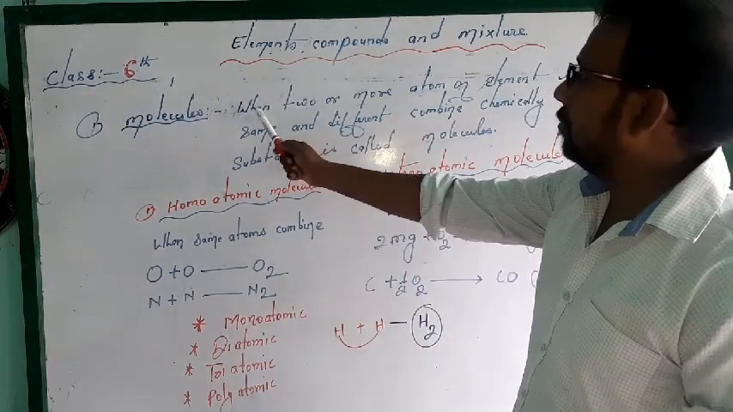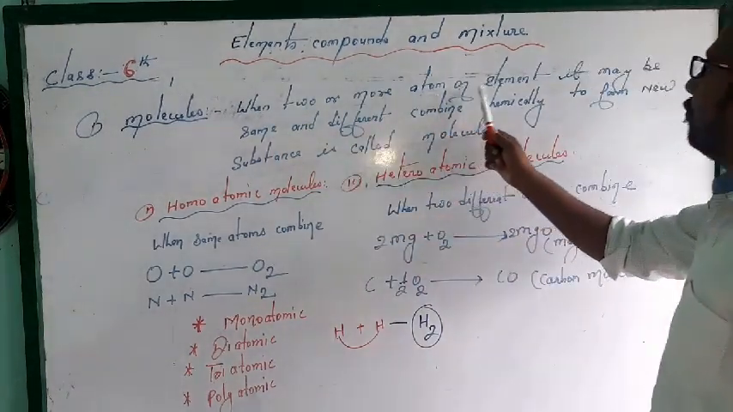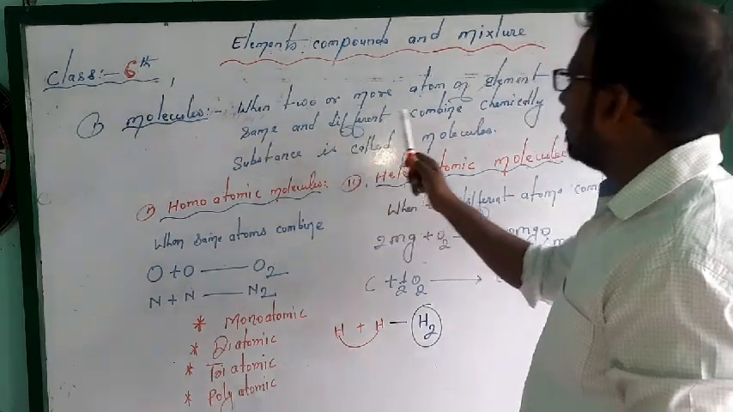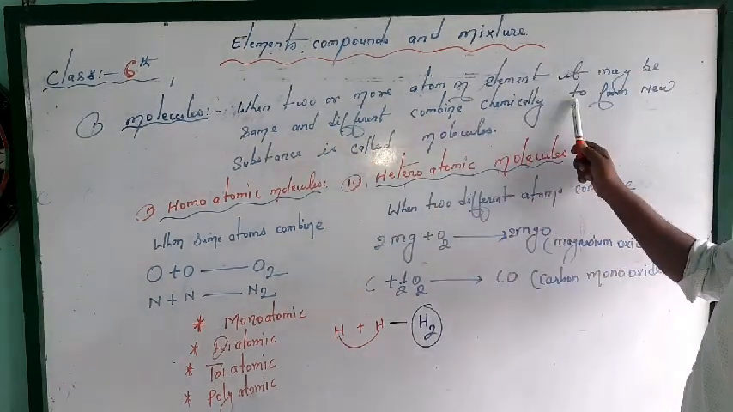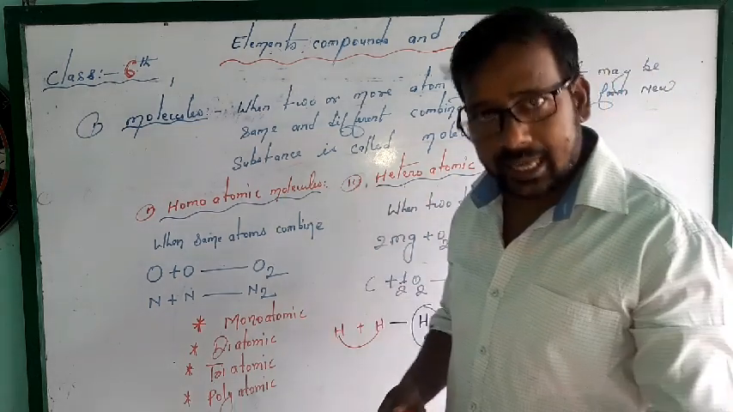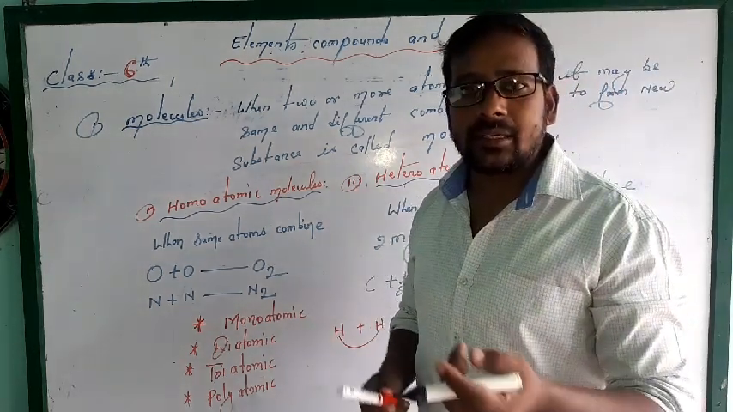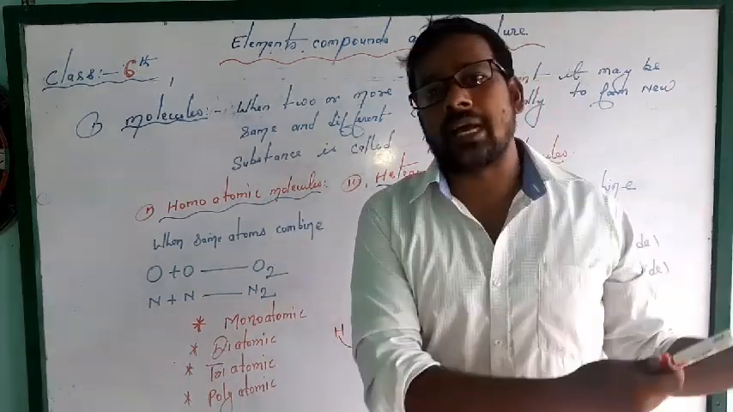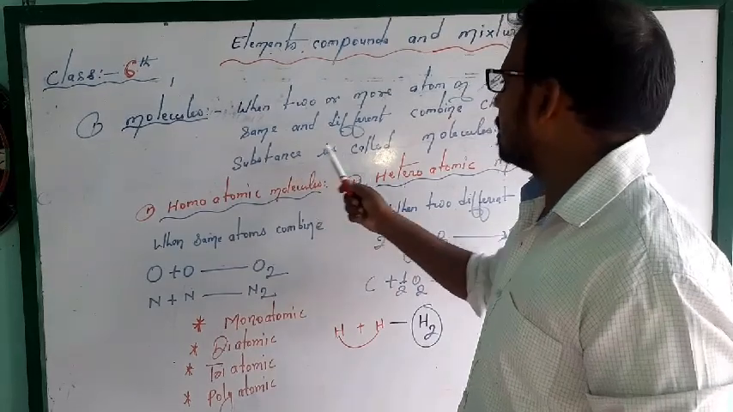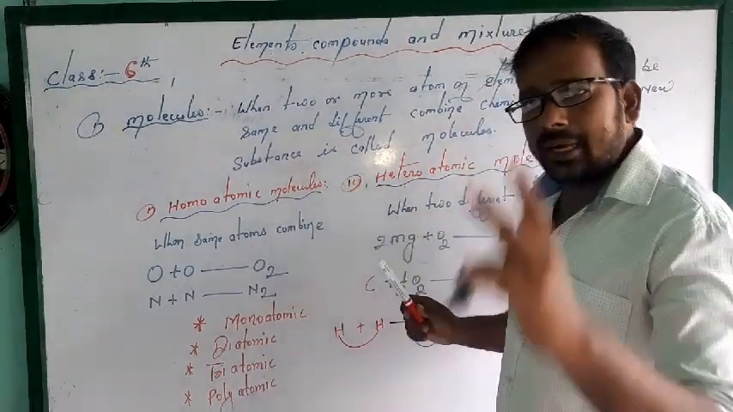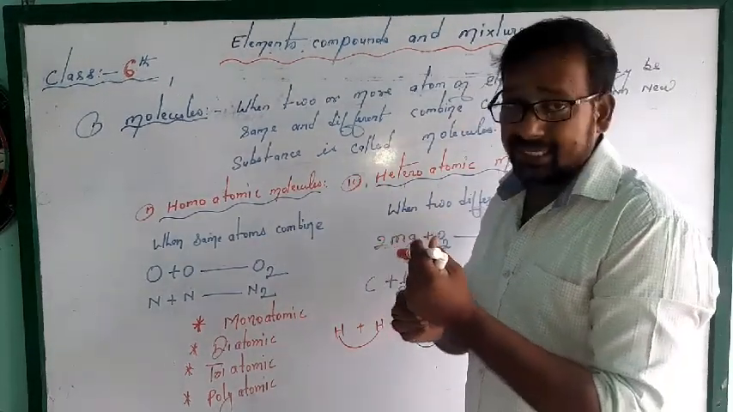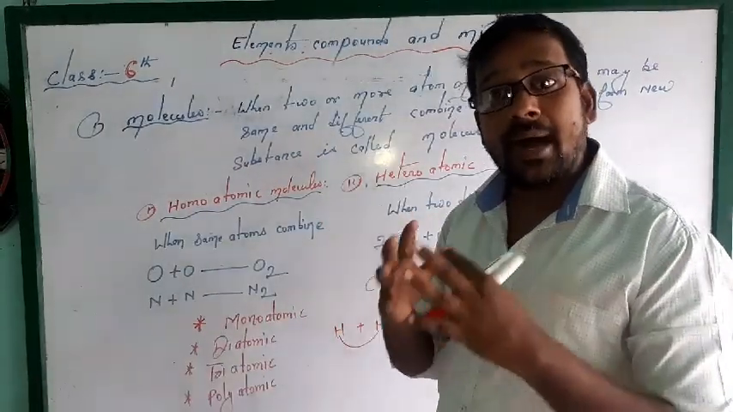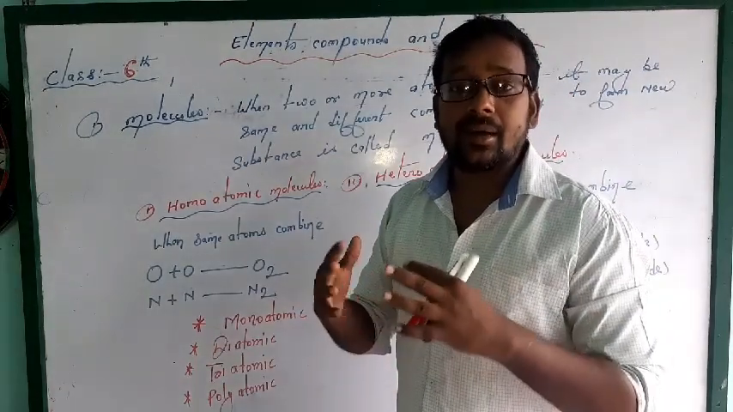That H2 is the molecule, meaning two or more atoms combine chemically to produce a molecule. So here, when two or more atoms of an element, same or different, combine chemically to form a new substance, yes, exactly, that is a chemical reaction. When two or more atoms combine to produce a new substance, that substance is called a molecule. There are two kinds of molecule. My dear students, please listen carefully. When two or more atoms combine chemically, not mixing, combine chemically.